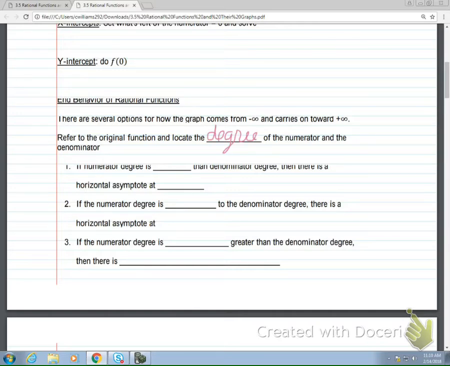So what you're going to do is refer to the original function and locate the degree of the numerator and the denominator. Because remember, degree was part of the puzzle before, right? It was degree and leading coefficient. Well, this time it's degrees and then something different, but it's at least somewhat similar. All right, we have several options.